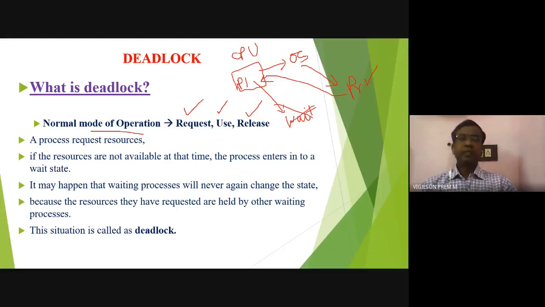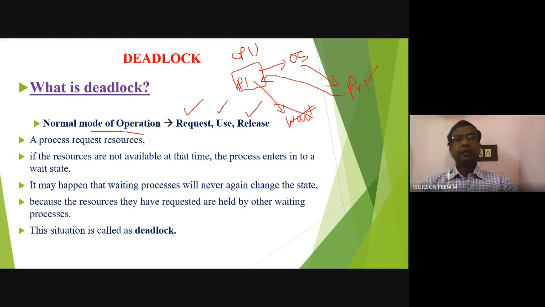Whenever a process wants some resources, first it will make a request to OS. Based on whether the request is legal or not, and whether the resource is free or not, OS will decide to allocate or not allocate the resource. Not allocated means it will move to wait state. Allocated means it will use the resource, and after the usage is completed, it will release it. This is the normal mode of operation.